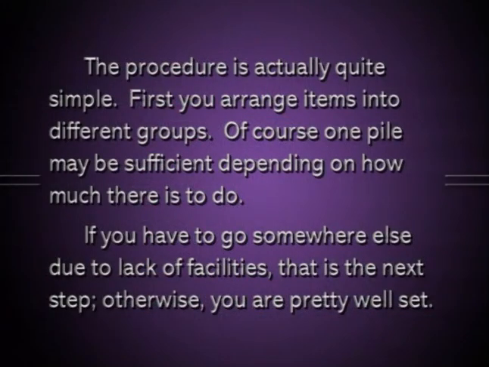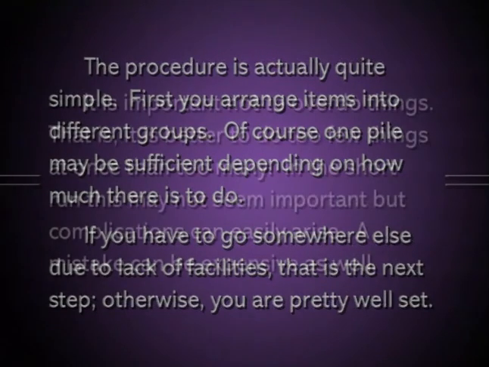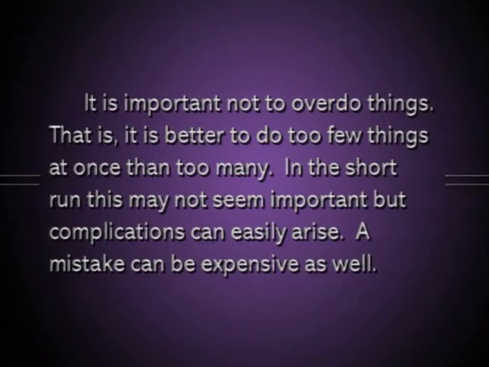I'm going to read you a statement here. You try to figure out what I'm talking about, what this refers to. Okay? The procedure is actually quite simple. First, you arrange items into different groups. Of course, one pile may be sufficient depending on how much there is to do. If you have to go somewhere else due to the lack of facilities, that is the next step. Otherwise, you are pretty well set. It is important not to overdo things. That is, it is better to do too few things at once than too many. In the short run, this may not seem important, but complications can easily arise. A mistake can be expensive as well.